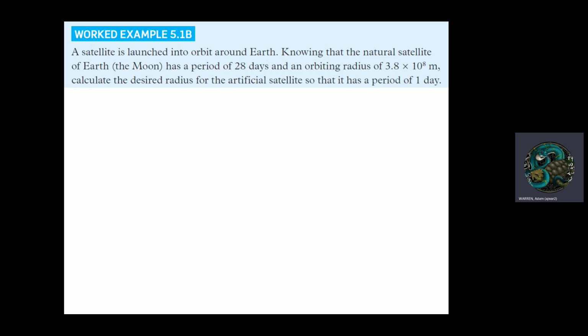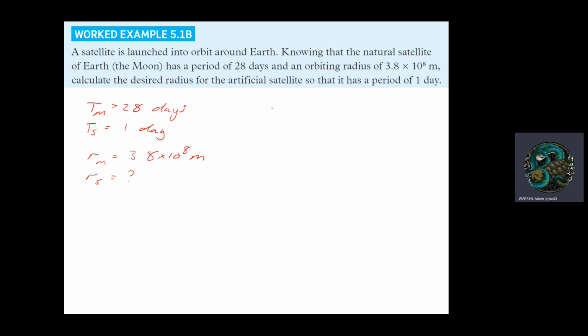So let's identify our values here. We have the period of the moon was 28, and I'm just going to leave it in days. And the period of the satellite is equal to 1 day. And so we can see it's the same unit. So, hey, we don't need to convert, which is great. The radius of the moon is equal to 3.8 times 10 to the 8 meters. And we're trying to work out the radius of the satellite.